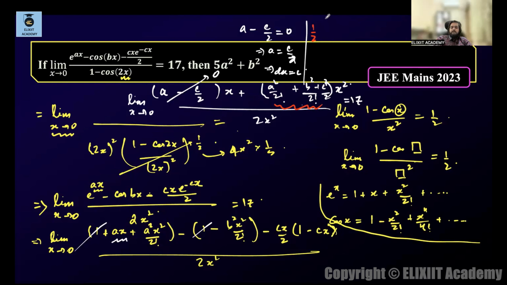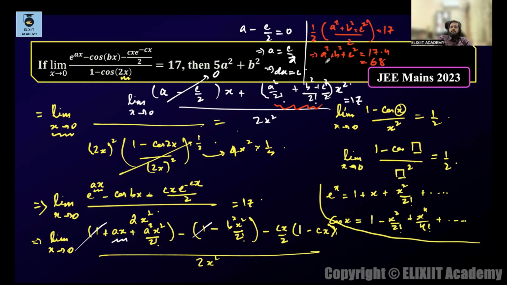So 1 by 2 times of this will become a square plus b square plus c square divided by 2 factorial, which is 2, and then divided by 2. This is equal to 17, right? So a square plus b square plus c square is what? 17 times 1 by 2 times of 2, which is 17 times 4 you will be obtaining. So 17 times 4 is actually 68.